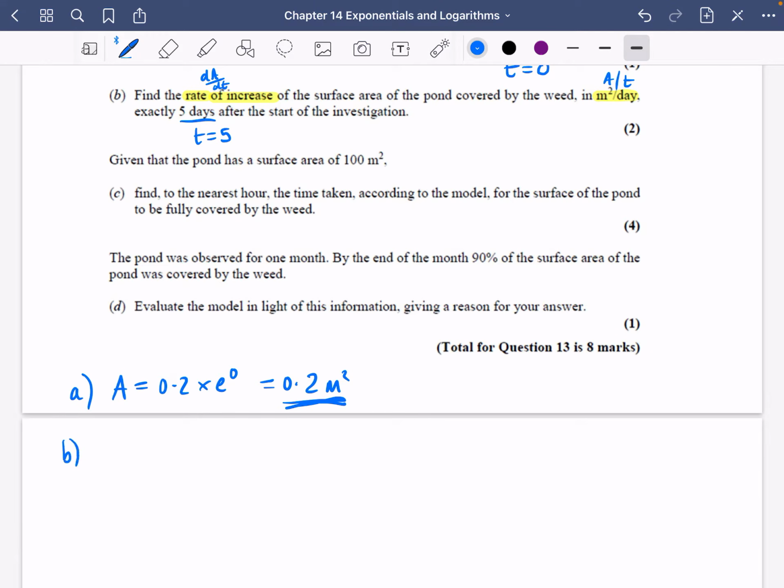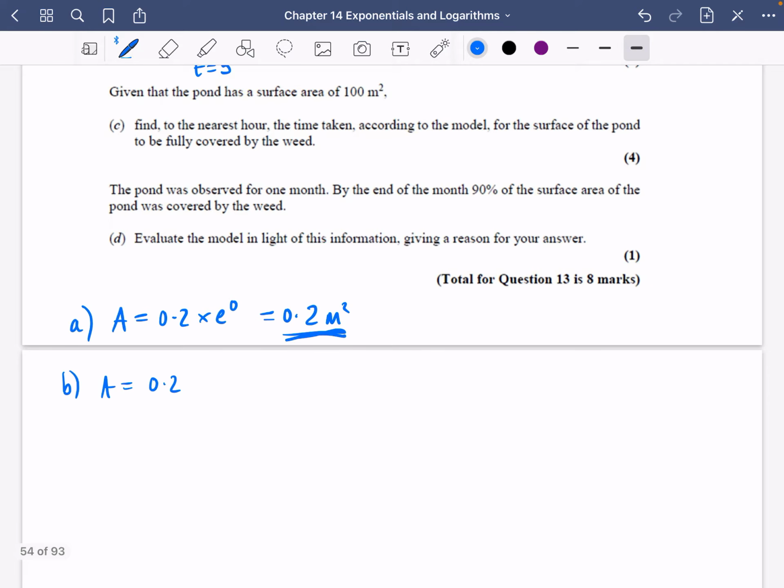So let's just write down the area is equal to 0.2 e to the 0.3t. I'm going to start off by finding the rate of increase. This thing here is the rate of change of A. So I'm going to do 0.2 multiplied by 0.3 e to the 0.3t. And they have said that t is going to be after 5 days.